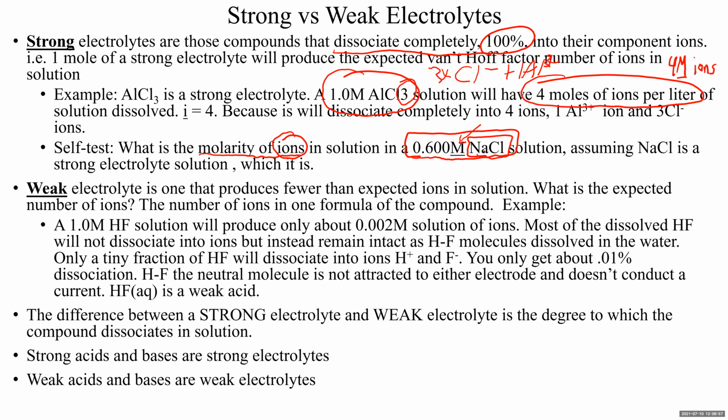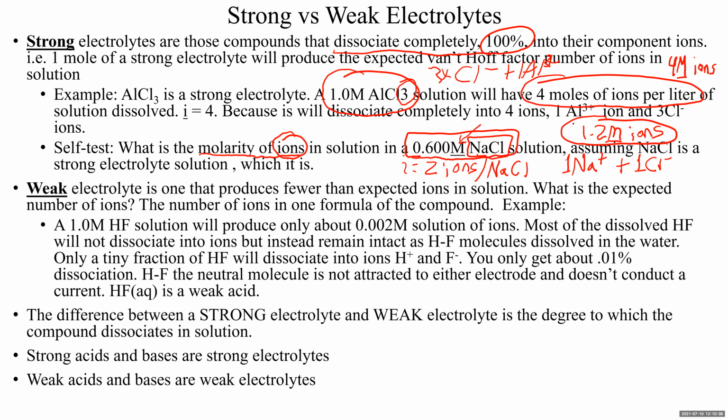Pause the video now if you want to think of it on your own. Here it comes. Okay, so we have 2 ions per formula unit, right? We have NaCl. We have 1 sodium ion plus 1 chloride ion. That's a total of 2 ions. Our Van't Hoff factor i is equal to 2. And so we have 2 times 0.6. That's going to be 1.2 molar of ions. In other words, we have 1.2 moles of ions for every 1 liter of this solution.